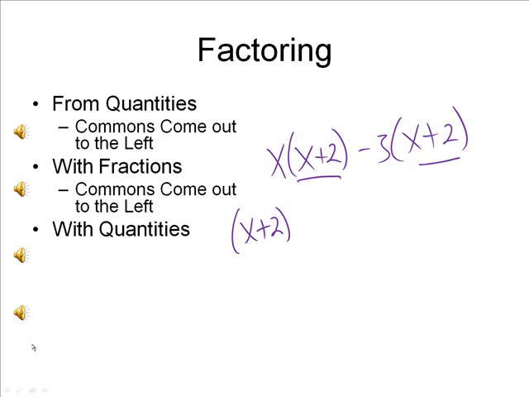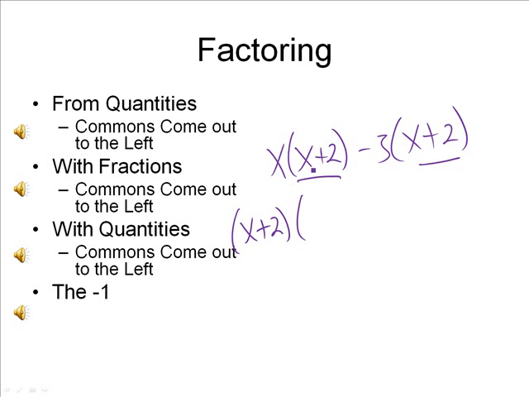And remember, when we factor out anything that's common, we take it out to the left. So that gives us x plus 2, and then whatever remains goes in parentheses, right? So when we divide out the x plus 2, we're left with an x. When we divide out the x plus 2, we're left with a negative 3. So the factorization becomes x plus 2 times x minus 3.